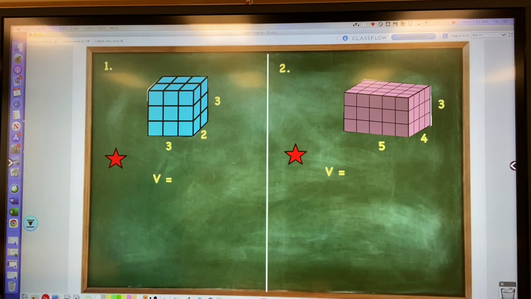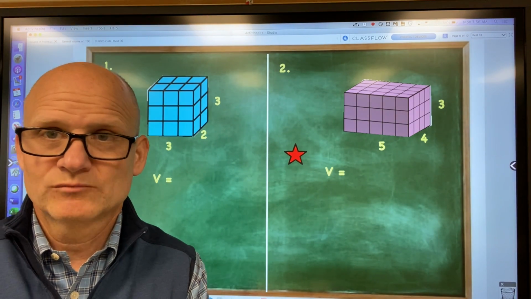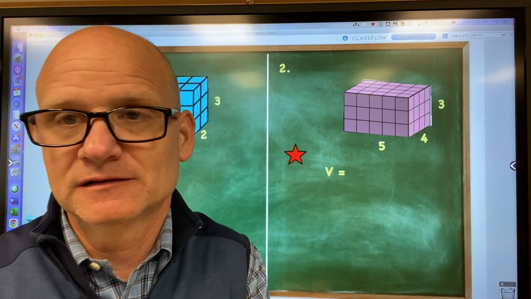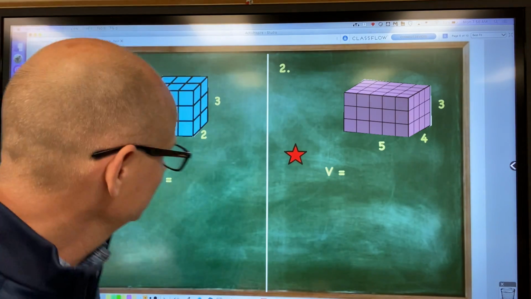So all I want you to do is press pause for one moment and find the volume of both these shapes, and then we'll go over it. Press pause, solve these two problems. Okay, did you solve them? Again, please solve them because this practice will help you on the next two problems. But let's go over them.